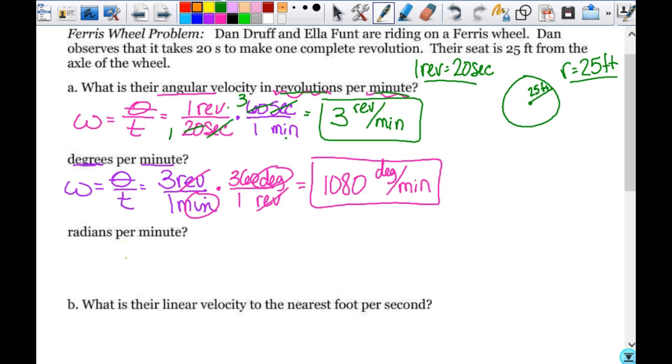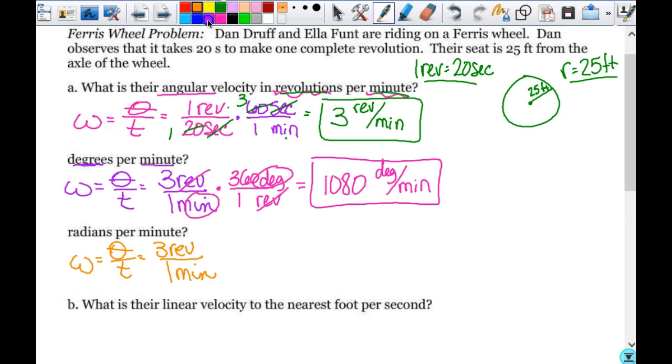Any questions? All right, so radians per minute. I could use this answer, or I could start from scratch. I don't think I want to use that answer because the number's kind of big, so I'll use that answer right there. And that still starts with theta over t, so I'll just start with the revolutions per minute again. I know it's 3 revolutions for every 1 minute.